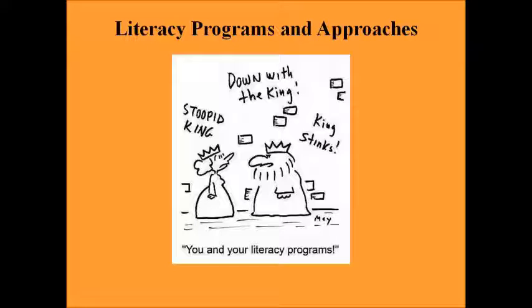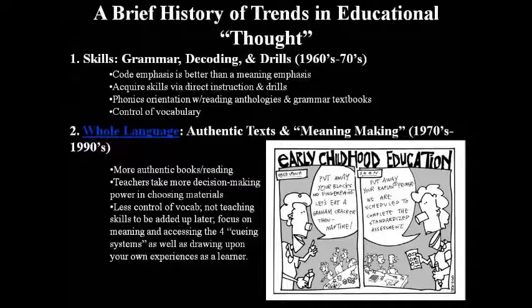It's an introduction, so for those of you who have advanced knowledge, this is all very low-level stuff, but here we go. Okay, a little brief history of trends in educational thought, first of all. There are these broad, sweeping historical trends in education. Through the 1960s and 70s, we had kind of a focus on skills, right? Grammar, decoding, and drills. The code emphasis here was better than a meaning emphasis, people thought. The meaning of what you were doing was less important than just learning the basic skills.